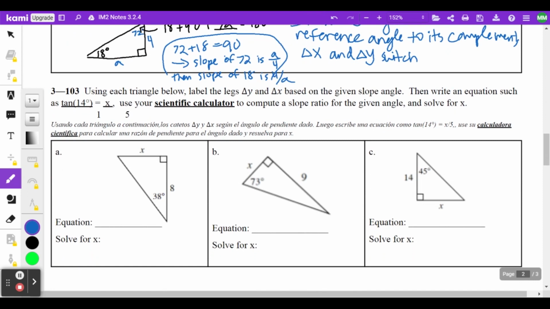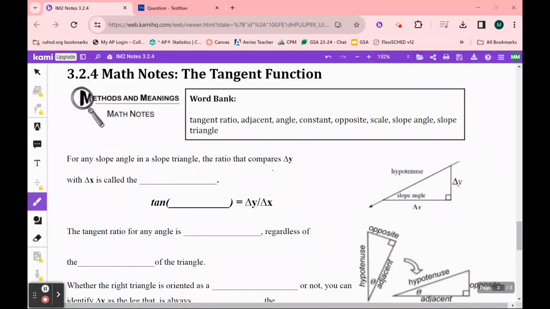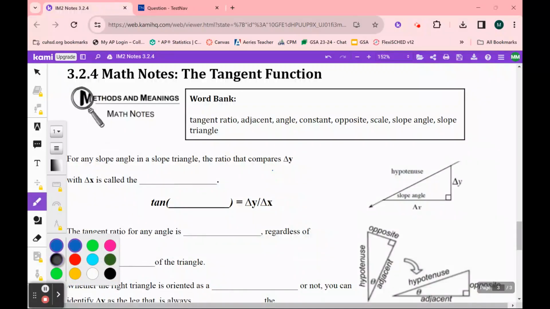Okay. It turns out, wonderful students, that we can get tangent from a calculator. Hold on. So we're actually going to do our math notes before we do that last problem, 3-103. We're going to do a little bit of practice even before we do that problem.